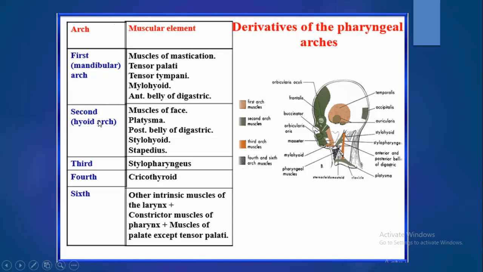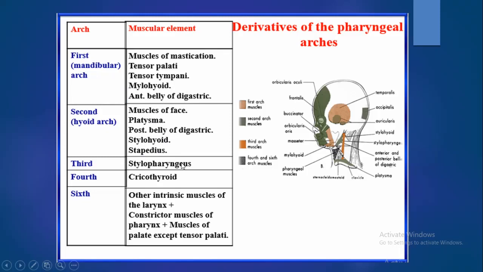For the second arch, I would like you to remember that the posterior belly of the digastric is supplied by a very important nerve known as the facial nerve. So the posterior belly of the digastric, stylohyoid, stapedius, and muscles of the face like platysma are all supplied by the facial nerve. Okay, so muscles of facial expression, platysma, posterior belly of the digastric, stylohyoid and stapedius.